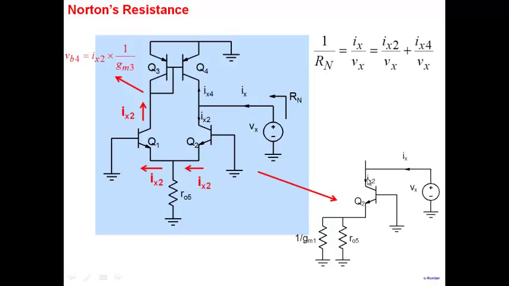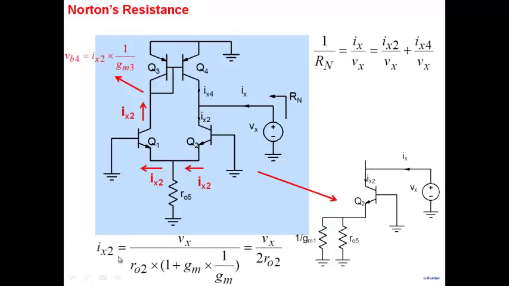IX2 will be equal to Vx divided by the net resistance when you look down here. And the net resistance you can easily show. The current IX2 will be equal to Vx, whatever is the voltage you apply here, divided by R02 times (1 plus GM into 1 by GM). So here again, basically, is the resistance looking down here at the collector.